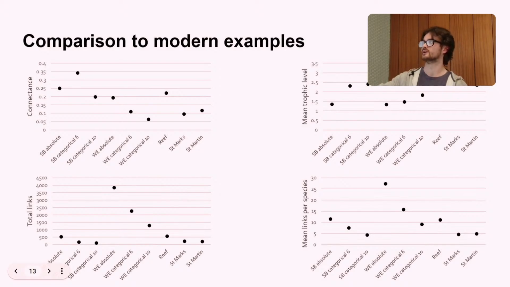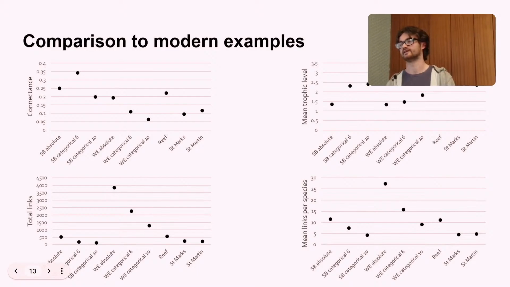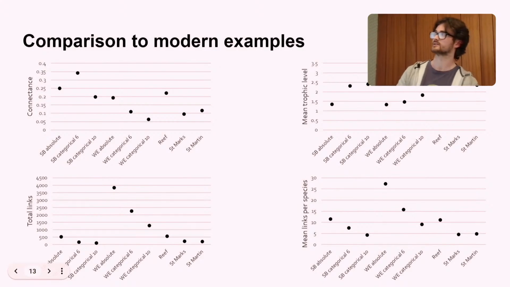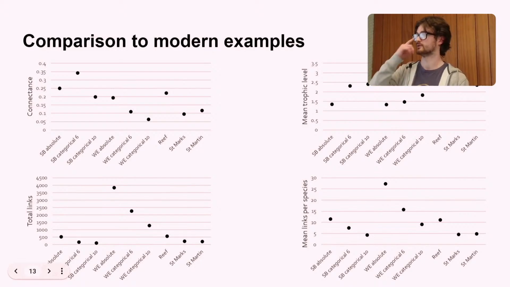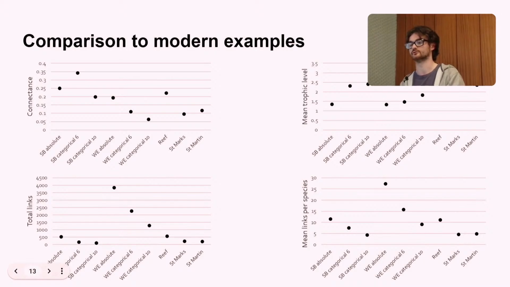So the Western Europe webs weren't that similar in the end to the modern examples. I think a big part of that was probably just because the data set was so much bigger. Whereas the Strawberry Bank data set actually was quite similar to the modern, especially for Strawberry Bank categorical 10, when those size rules were the most restrictive. So that would suggest that having more restrictive size rules actually produced a more modern structure.